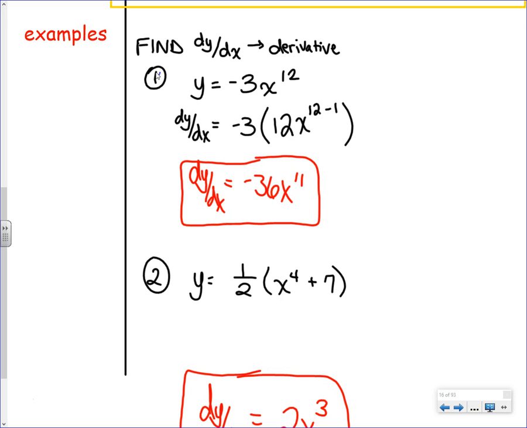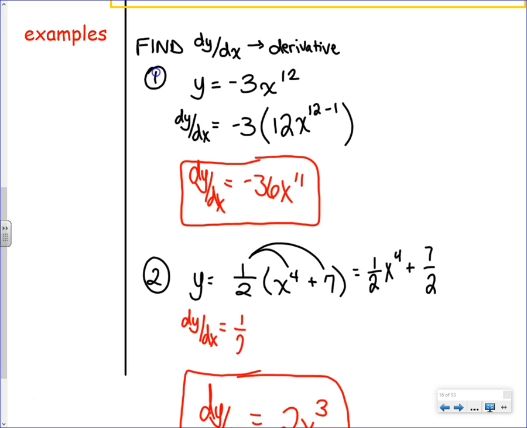Sum and difference. I'm allowed to take the derivative of each term, whenever there's adding or subtracting. But what else did I remember? The constant multiple. I could leave the 1/2. What's something else I could have done before leaving the 1/2? Couldn't I just have distributed it? No calculus. Couldn't I have just rewritten it? Can't I just make it 1/2 x to the 4th plus 7/2? Could I have rewritten it and then taken the derivative? Yes. How am I going to take the derivative of this?